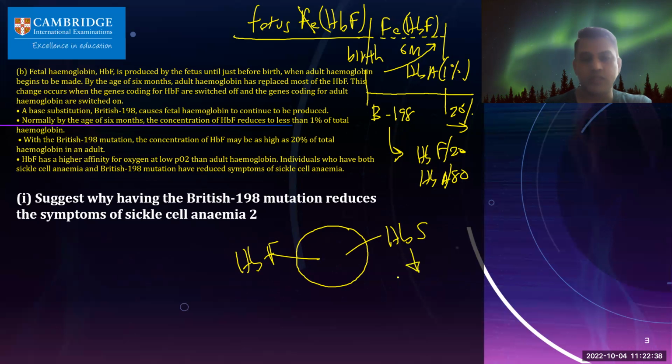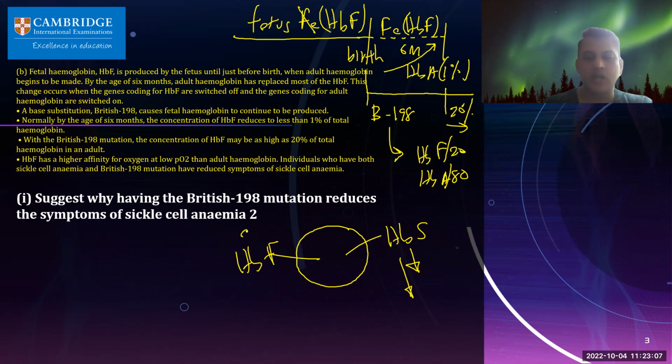Hemoglobin S causes sickle cell anemia. Hemoglobin S reduces the oxygen carrying capacity. Hemoglobin S forms sickle cell shaped red blood cells, which break and can clog inside the capillaries. So it continuously forms the symptoms of sickle cell anemia.